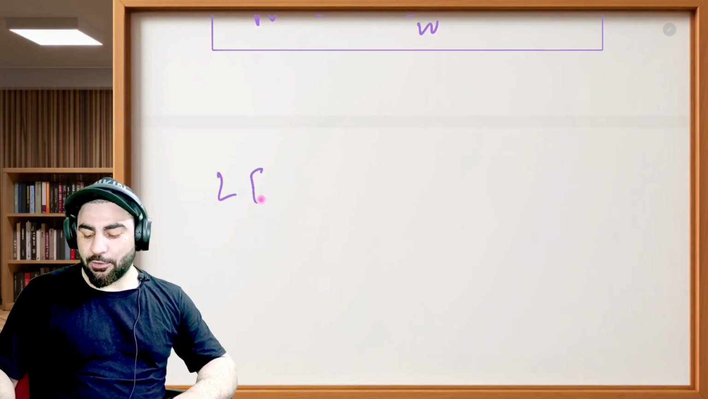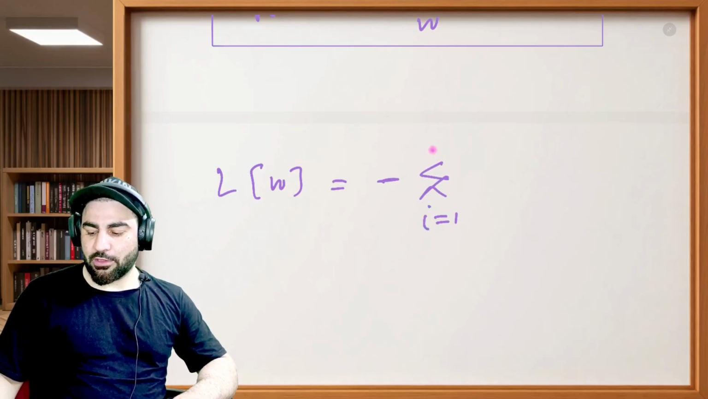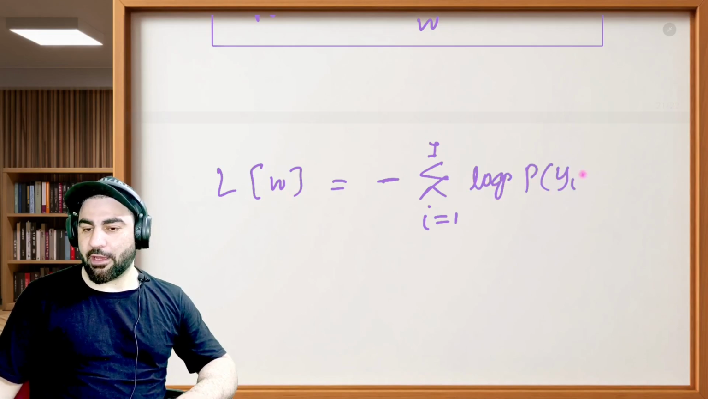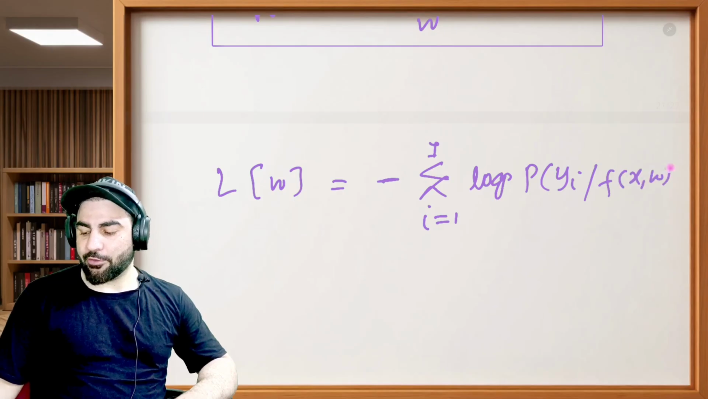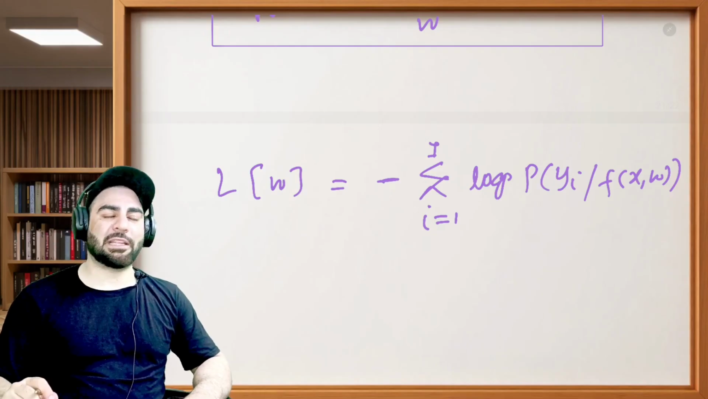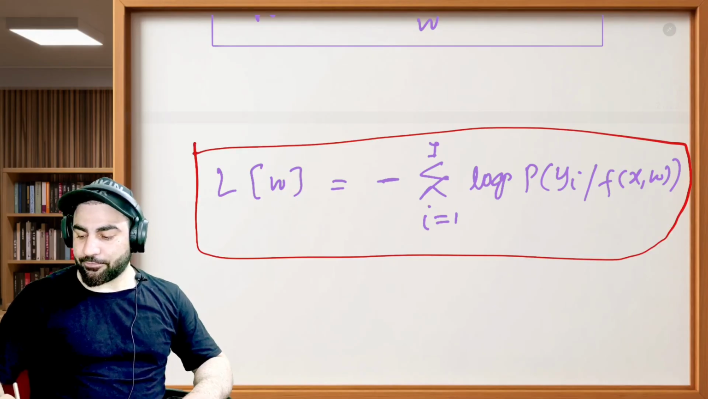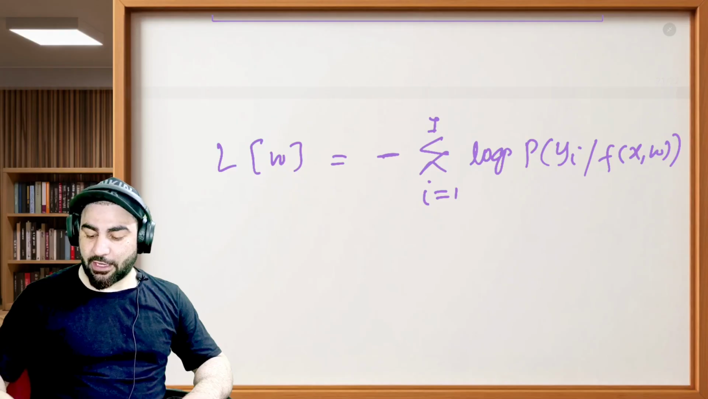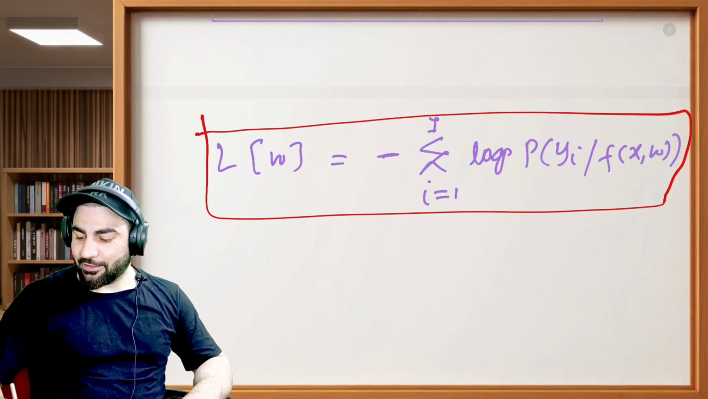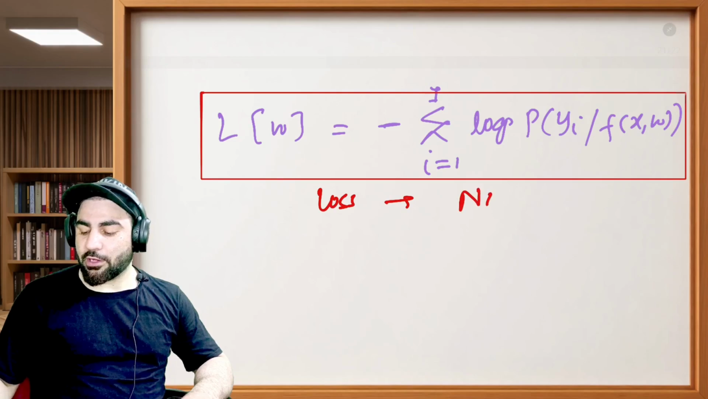So how to do that? L of W is equal to minus the summation from i equal to 1 to n of log of the probability of y i for the particular x i comma w. I am converting the product into this sum, because after applying log I can convert all these multiplications into additions. So this is applying the log likelihood on the distribution. Let me write this box in a better way. So this is your loss, which is the negative log likelihood.